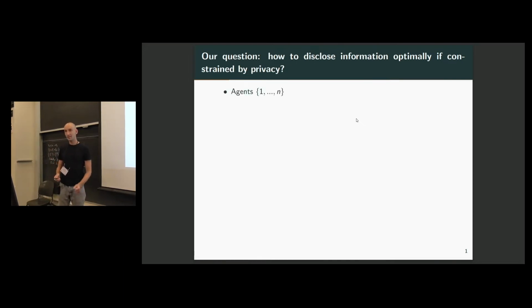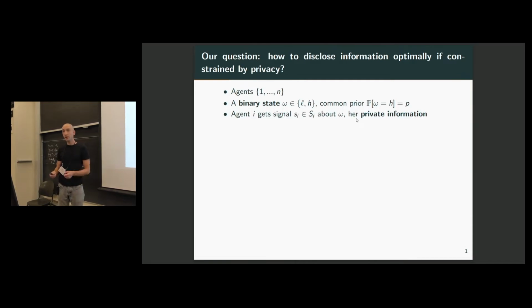So we have an agent, and for simplicity, we have a binary state, either low or high, and our agents attribute the same common prior probability P to the event that the state is high. Also, each agent i gets a signal S_i from her set of signals, capital I. It's just a random variable arbitrarily correlated with omega, and the signal constitutes the private information that our agent has.